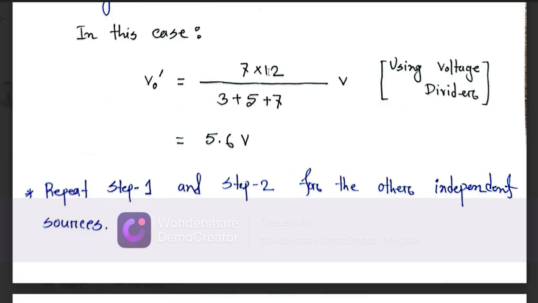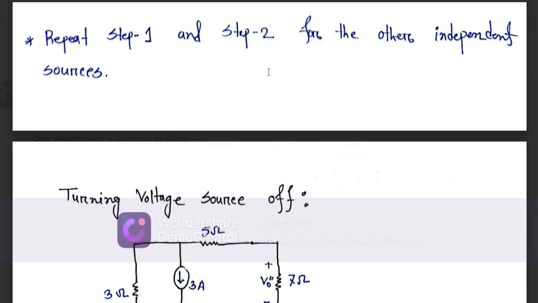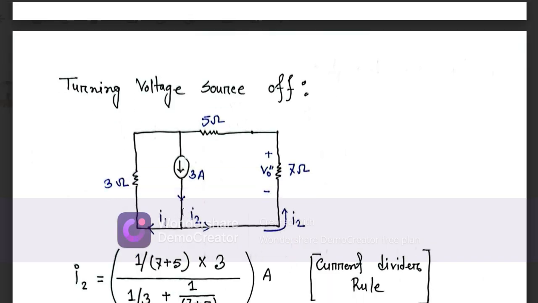Now we will repeat step 1 and step 2 for each of the independent sources. Here we have done it for the voltage source. In the next step, we will do it for the current source. Now we turned off the voltage source, so it will be a short circuit. Now here at this node, the current is dividing into two currents, I1 and I2, and this I2 current is flowing through this 7 ohm resistor. So if we use the current divider rule and find the value of I2, then we can easily evaluate the value of V naught double prime here.